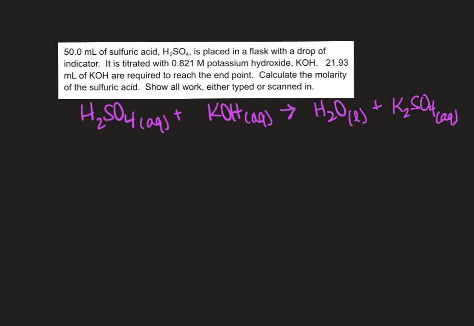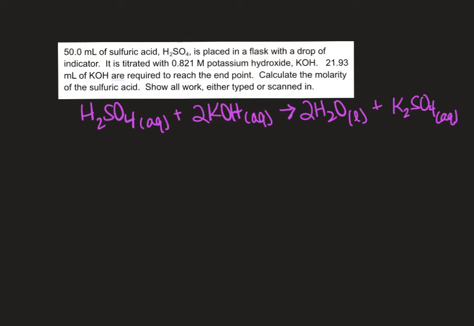Then we just have to balance this, so we'll need a 2 out here, and then I think we're good. No, we're not. We also need a 2 in front of the water. So now we're going to have 4 hydrogens on each side, 2 oxygens on each side other than what's in the sulfate.